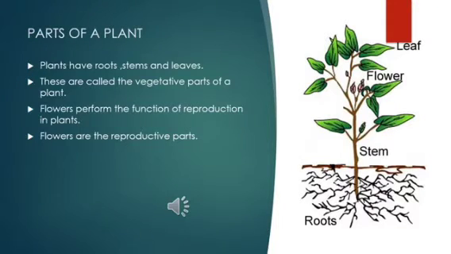Now let us recall the various parts of a flowering plant. Now most of the plants have roots, stems and leaves. Now the root, the stems and the leaves are called the vegetative parts of a plant. Now after a period of time, once the plant grows, most of the plants will bear flowers. You would have seen this. After a period of time, they start bearing the flowers.